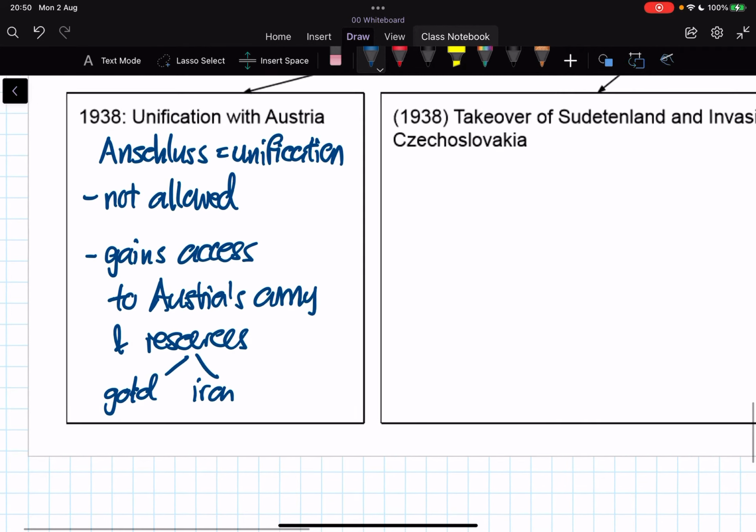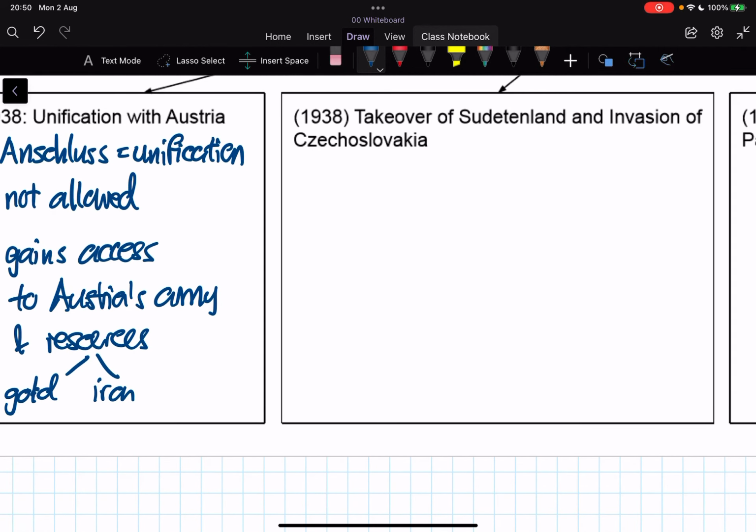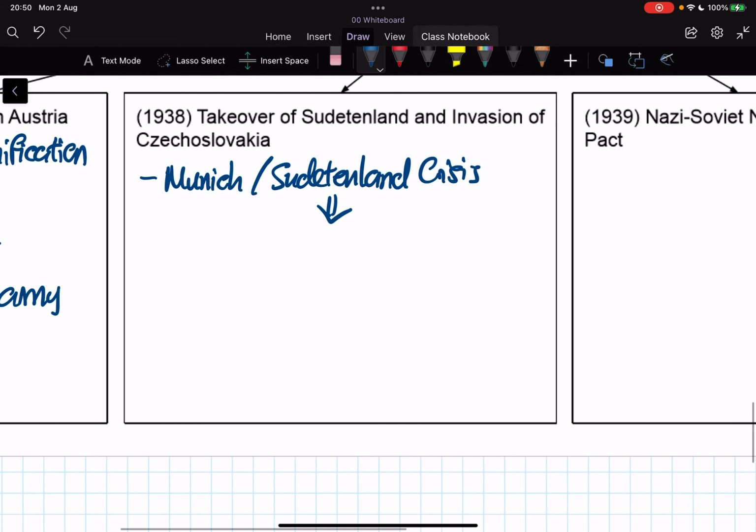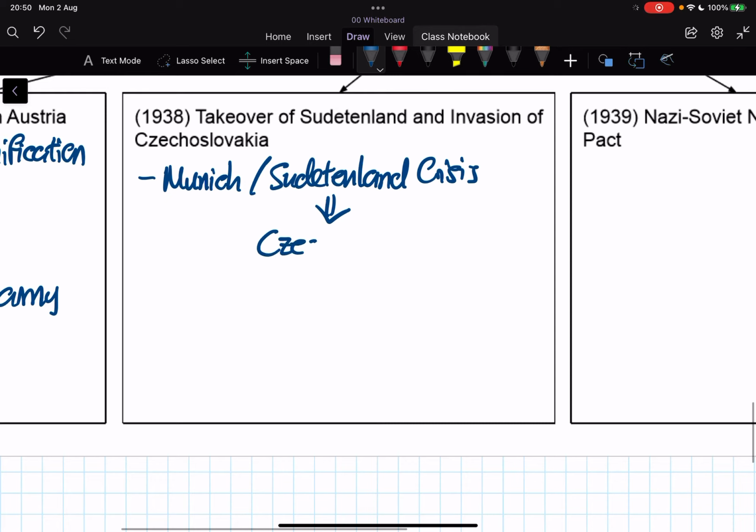So his big next move is in 1938 with the Munich or Sudetenland crisis. These terms can be used interchangeably. Sudetenland, we must remember, is a small stretch of area that was in Czechoslovakia. Remember how to spell this. He's going to say that the Sudetenland was an area where there were plenty of ethnic Germans.